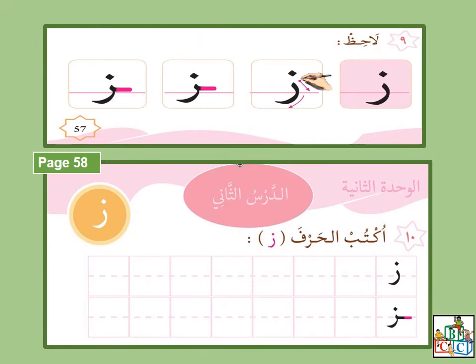Now follow down. Exercise 9. لاحظ. Now let's see how to write the letter Z. Like I said before, the Z must be down the line, half of it. A letter Z will be on top of the line. Follow how it is written there, page 57 down your book.